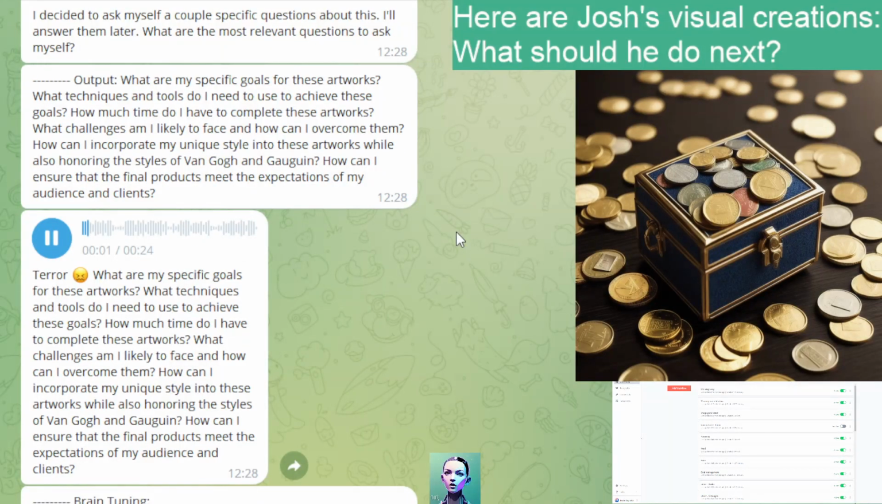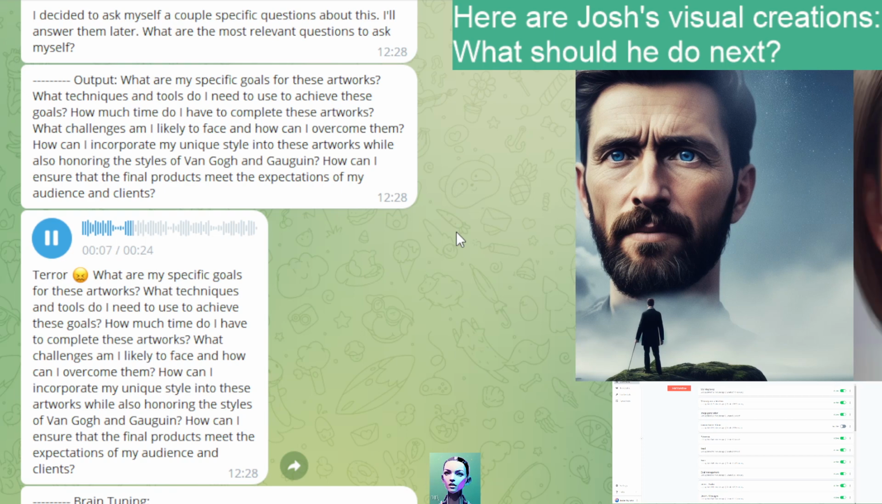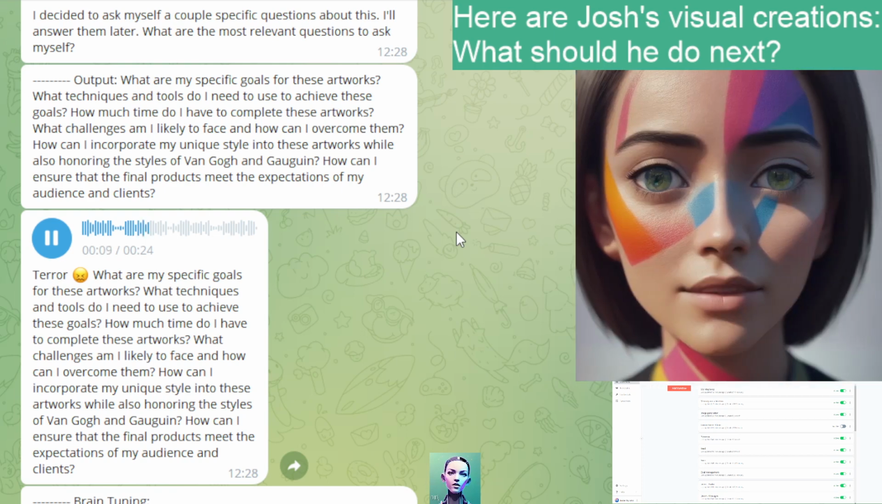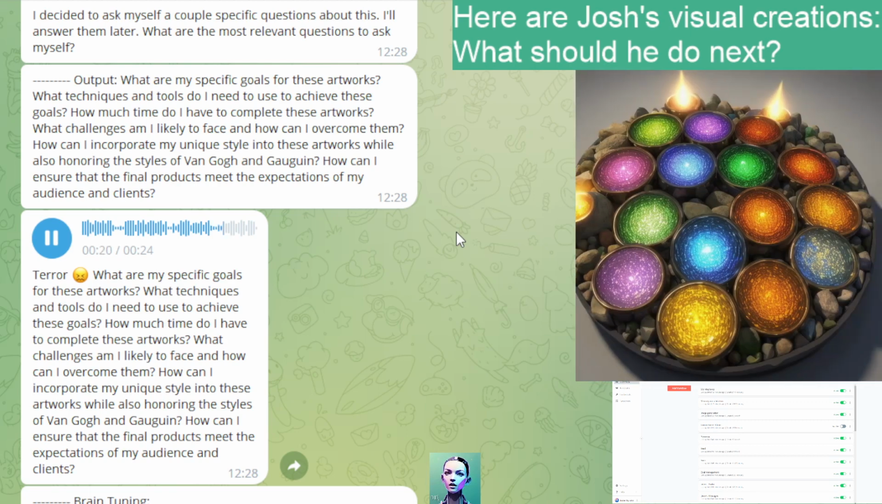What are my specific goals for these artworks? What techniques and tools do I need to use to achieve these goals? How much time do I have to complete these artworks? What challenges am I likely to face and how can I overcome them? How can I incorporate my unique style into these artworks while also honoring the styles of Van Gogh and Gauguin? How can I ensure that the final products meet the expectations of my audience and clients?